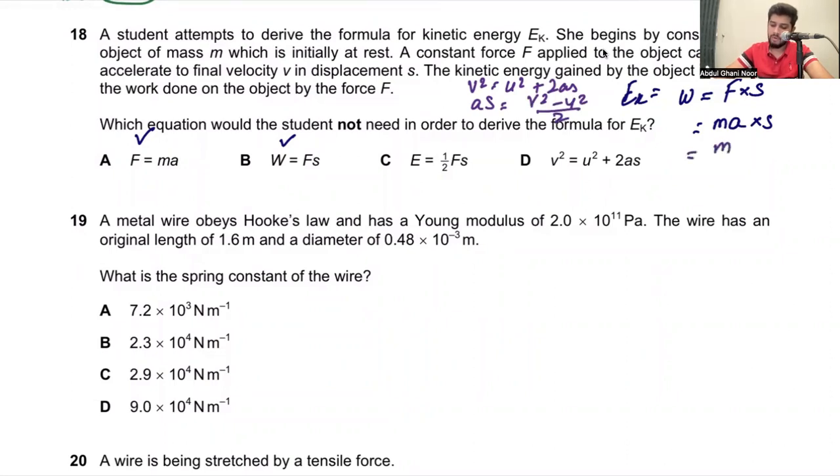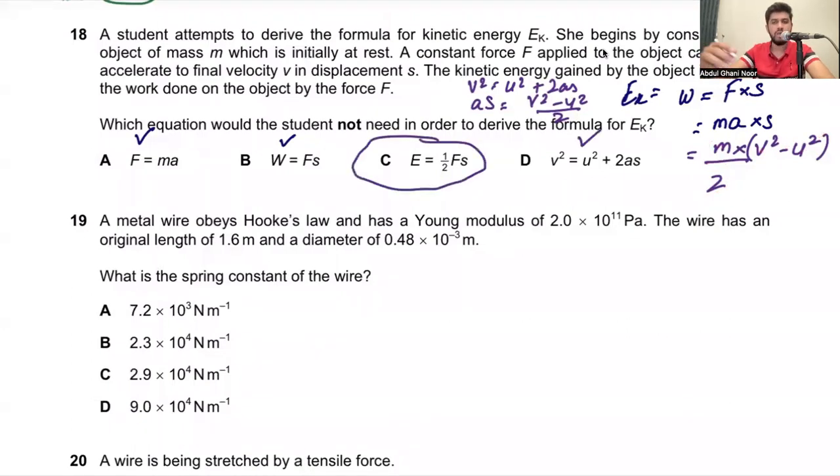So m times (v squared minus u squared) upon 2. And that gives you half m (v squared minus u squared). So I have the equation for kinetic energy, and what have I not used? I haven't used energy is equal to half Fs, which some of you would figure out directly without feeling the need to go through this entire process. But even if you go through this entire process, you realize that you don't use option C, the equation in option C.